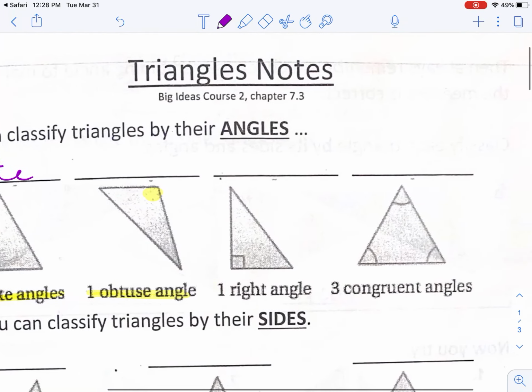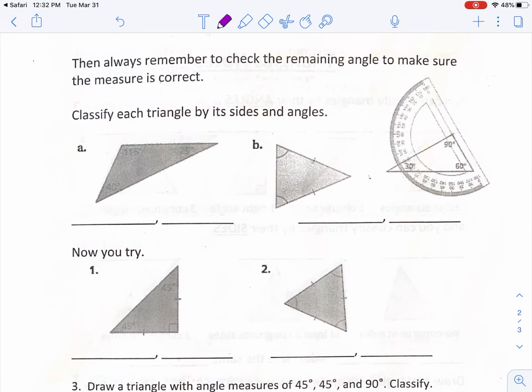Okay. We are going to skip this next one because it's helping us practice drawing triangles with given measures. And since we don't have a protractor at home, we're going to skip over that one, but feel free to use those examples to practice if you wish.